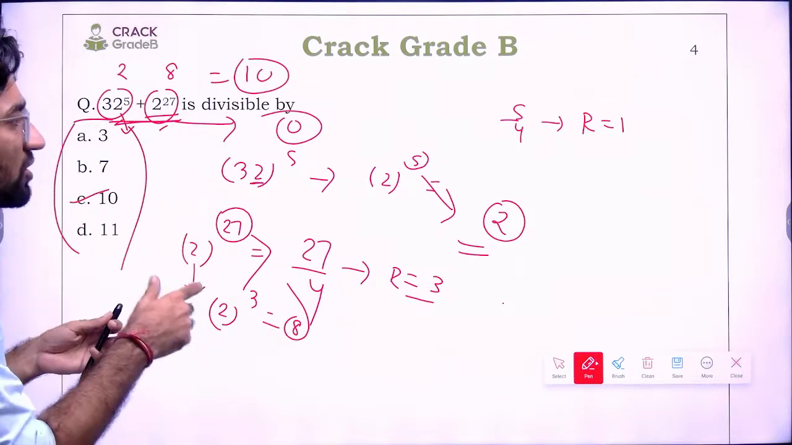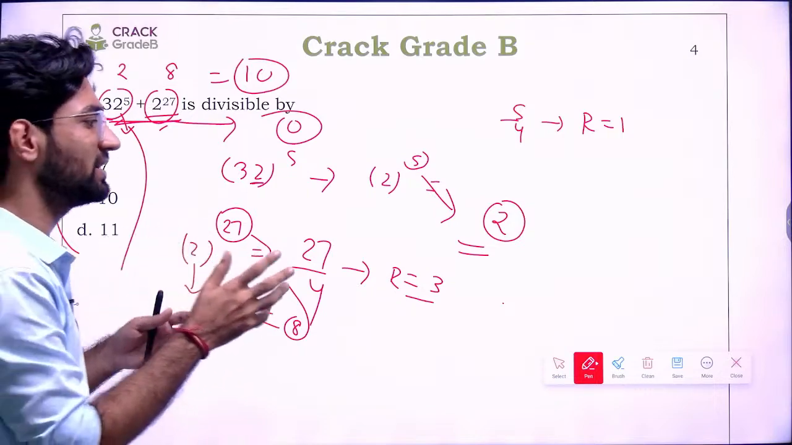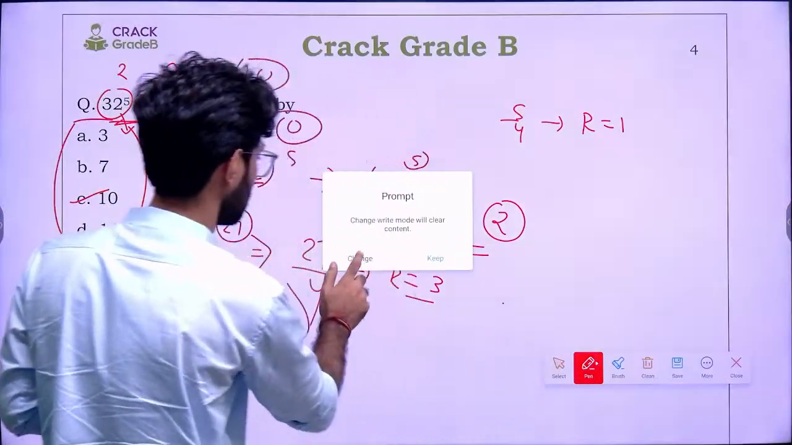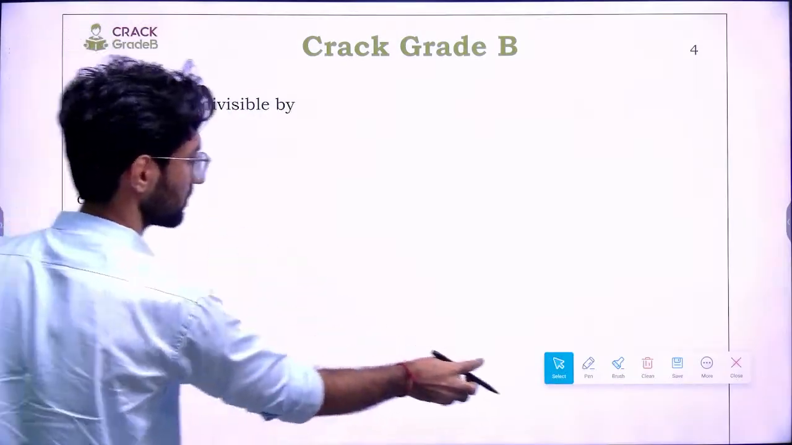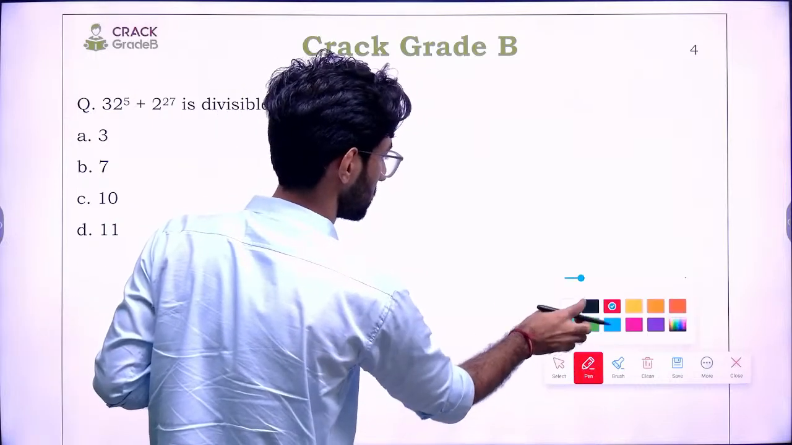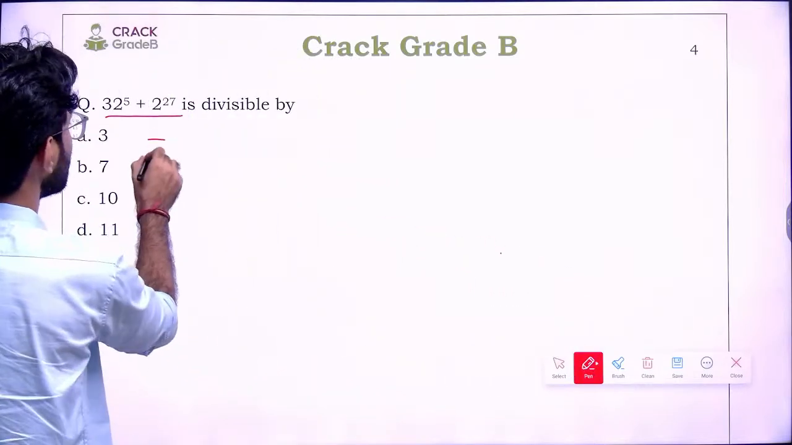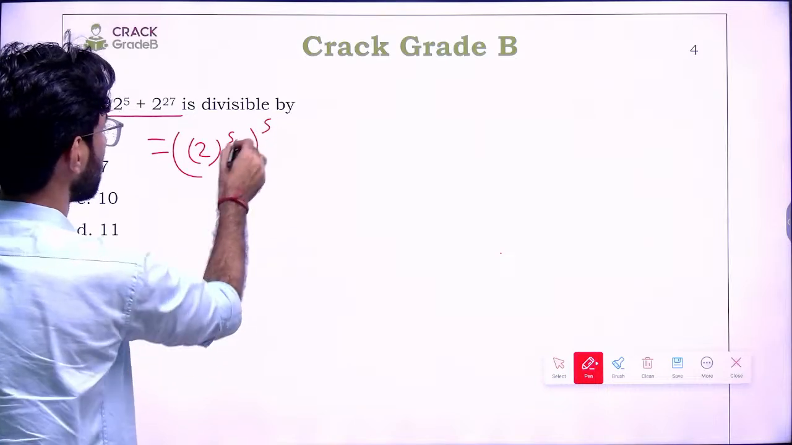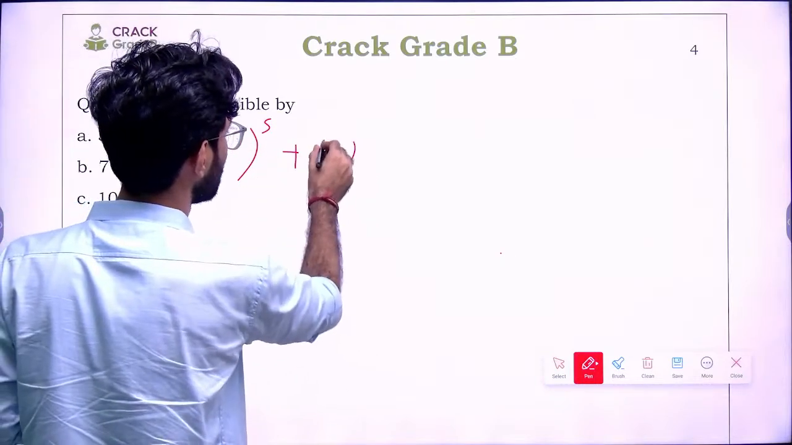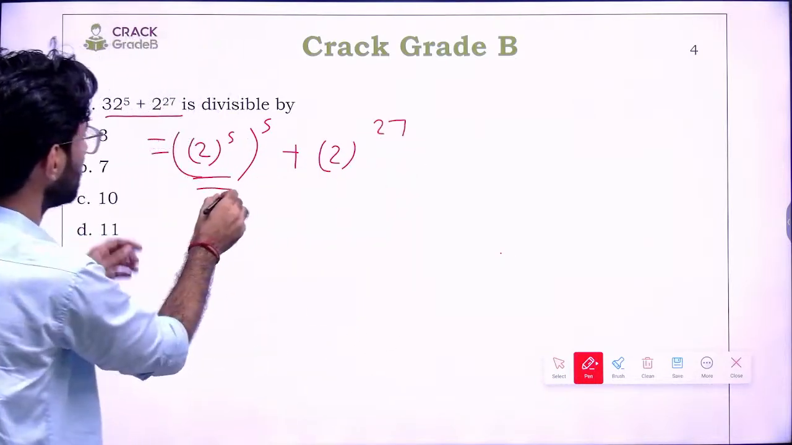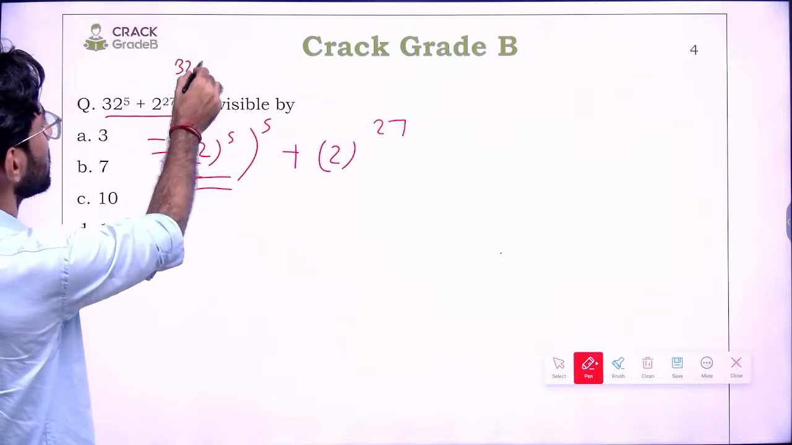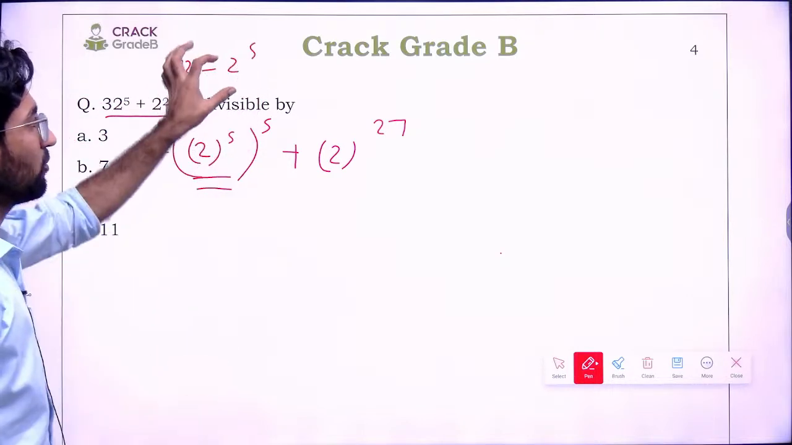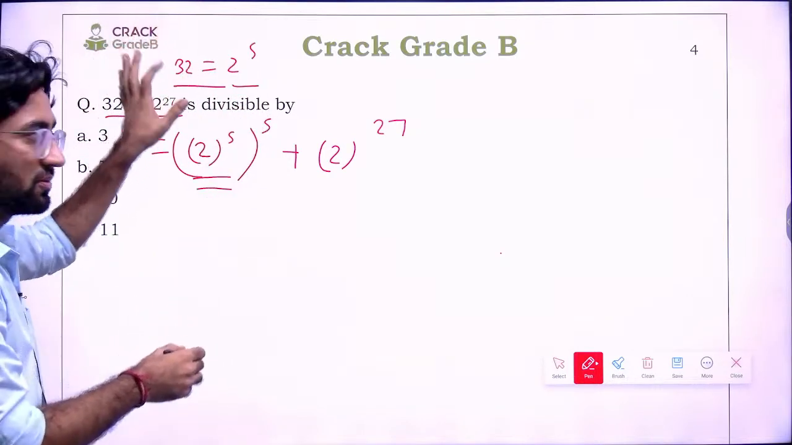But if you want to solve this question by the basic method, we can write it as 2 to the power 5 to the power 5 plus 2 to the power 27. What did we do here? We write 32 equal to 2 to the power 5. I hope that this thing is very clear to you, right?